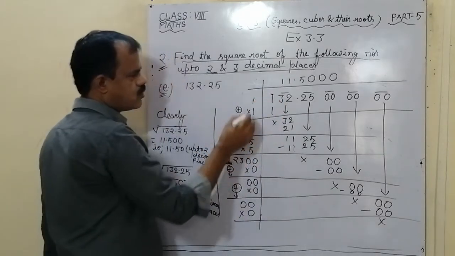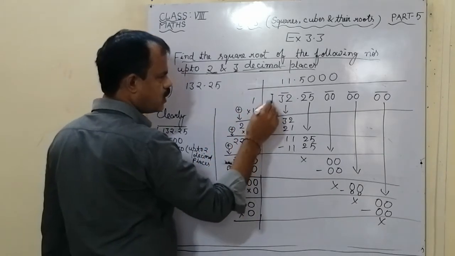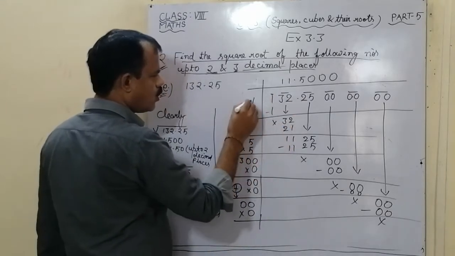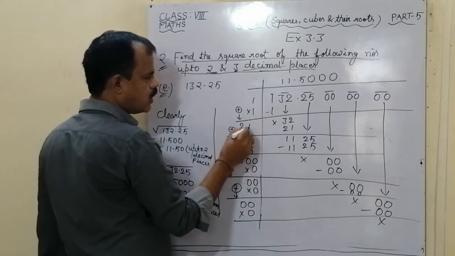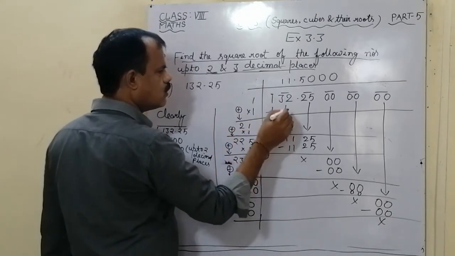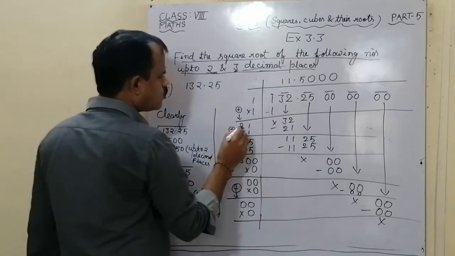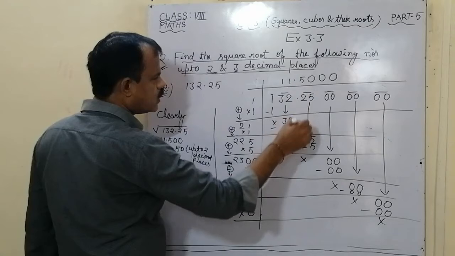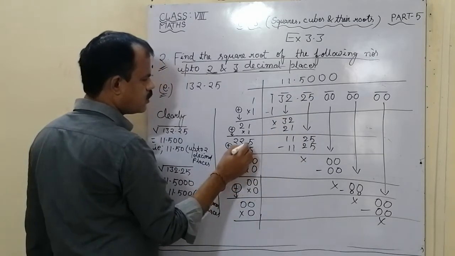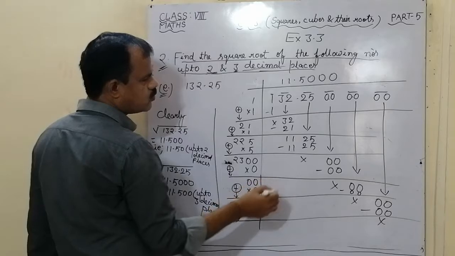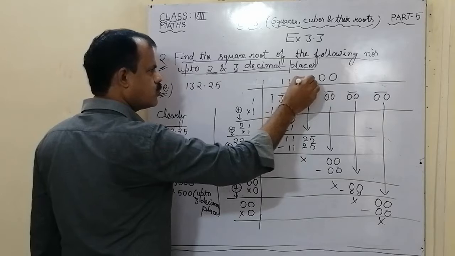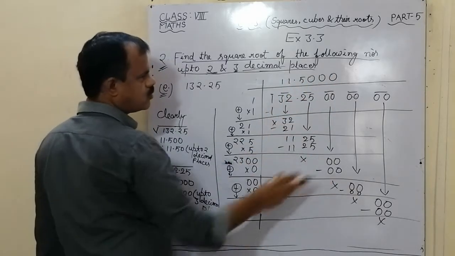Now look here. The first number is 1. So 1 into 1 is 1. 1 minus 1 is 0. Now we bring down 32. Now 1 plus 1 is 2, so 21 into 1 is 21. When we subtract, it becomes 11, and here we write 1. Now 21 plus 1 is 22, and we bring down 25, so the number becomes 1125. 225 into 5 is 1125. Now there are zeros, so simply put 00 here, or like that you can solve.